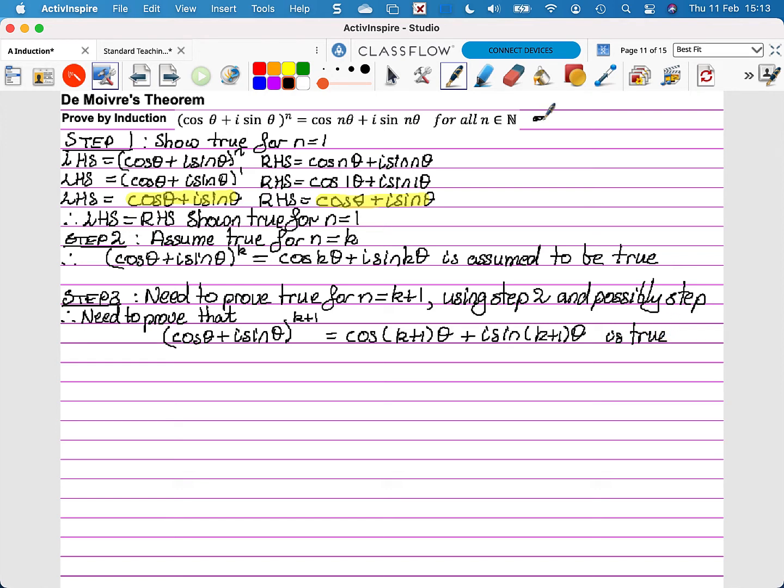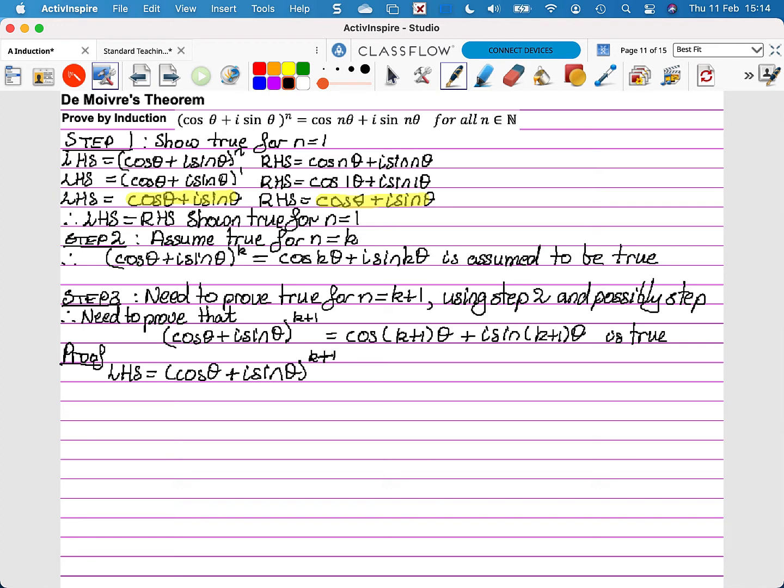So what we've done is we replaced the value of n by the value k plus 1, and we have now got to show that the left-hand side will give the right-hand side by using our assumption from step 2. So we're now going to write over here proof and start the proof part of this activity. So first thing we're going to write down is left-hand side is equal to (cos theta + i sin theta) to the power of k + 1.